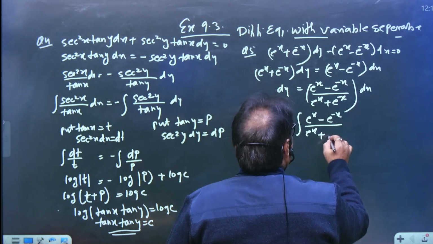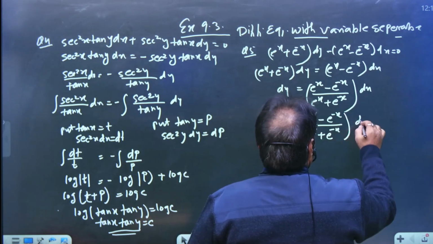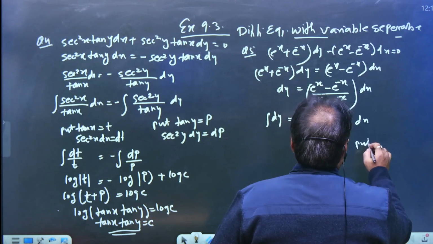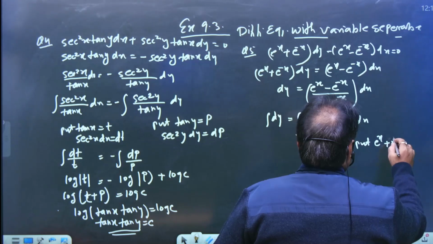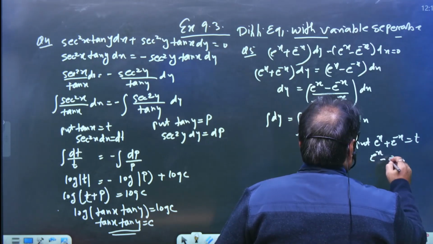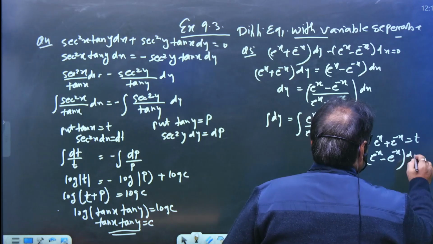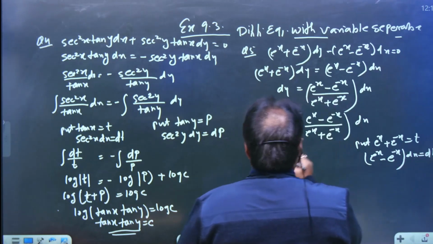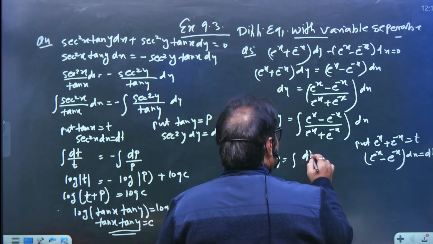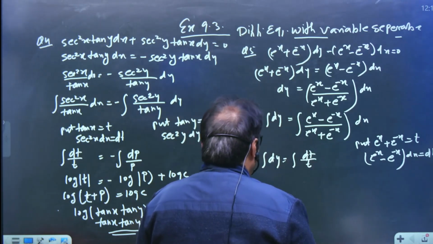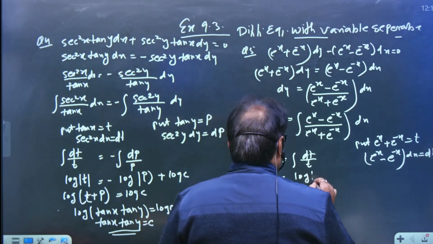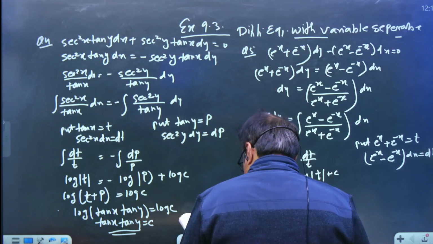So integration of dy is equal to integration of e raised to x minus e raised to minus x upon e raised to x plus e raised to minus x dx, and put the substitution method. So put e to the power x plus e to the power minus x as t. So e to the power x minus e raised to minus x dx is equal to dt. So now this becomes integration of dy, and this is dt upon t. The integration of dy is y, and the integration of dt upon t is log modulus of t plus c.